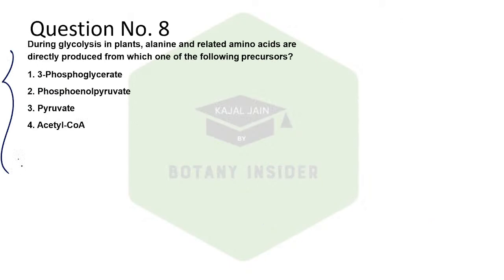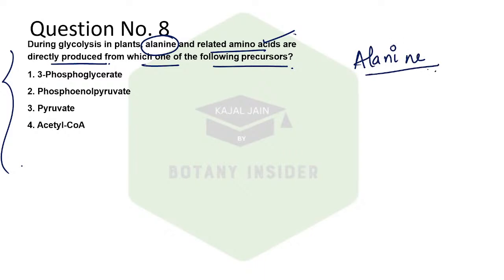This one is from glycolysis. Question is, during glycolysis in the plant, the alanine and the related amino acids are directly produced from which of the following precursors? In simple terms, they are asking you what the precursor molecule is for alanine and the related amino acids. Give it a try to the question. First option is 3-phosphoglycerate. Second option is phosphoenol pyruvate. Third option is pyruvate. Fourth option is acetyl coenzyme A. Very simple question. If you know the facts behind it, you'll be able to mark it without even wasting 10 to 20 seconds. Give it a try, everyone.